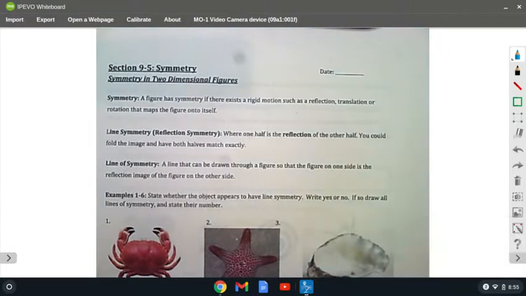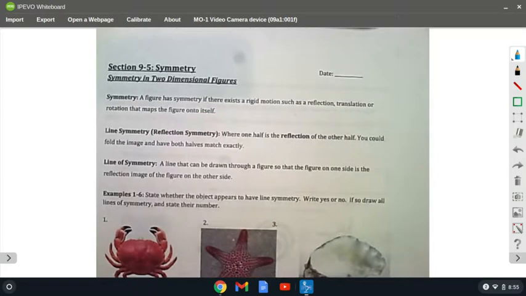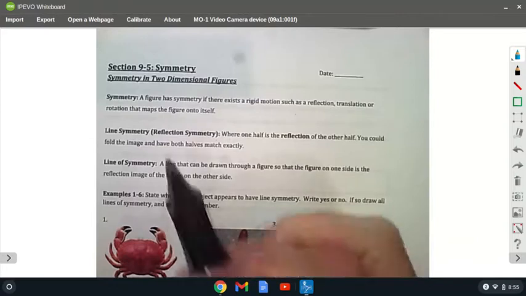Good morning, everyone. We are going to hit our last topic of the unit today. Our last topic of our transformations unit is symmetry. We're primarily going to just talk about it in two-dimensional figures.